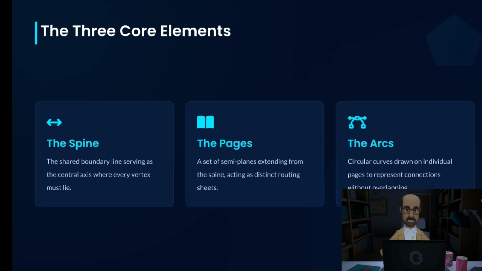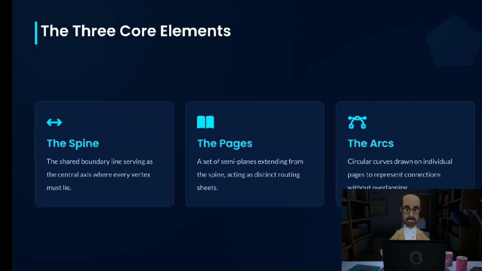Now let's take a closer look at the three core elements that define this layout. These are the spine, the pages, and the arcs. First, we have the spine. This is the shared boundary line serving as a central axis where every single vertex must lie. You can think of it as the foundational backbone of our entire graph structure. Next are the pages. These are a set of semi-planes extending directly from the spine, acting as distinct routing sheets. They give us the extra dimensions or layers needed to separate our network components.